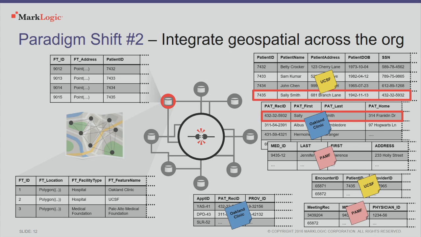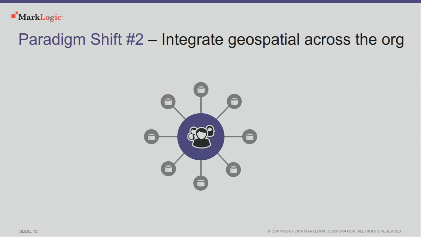So again, maybe we'll go through an example, specifically focusing on Sally Smith. And you notice here that Sally Smith, maybe she goes to both the UCSF and the Oakland Clinic, but she's represented in two different ways here because she's gone to these two different hospitals. So let's walk through an example of how we get a 360 view of Sally Smith.